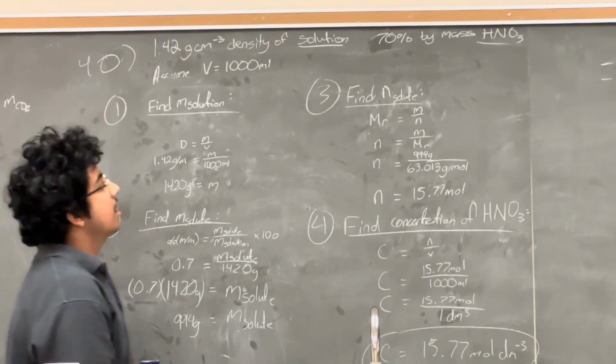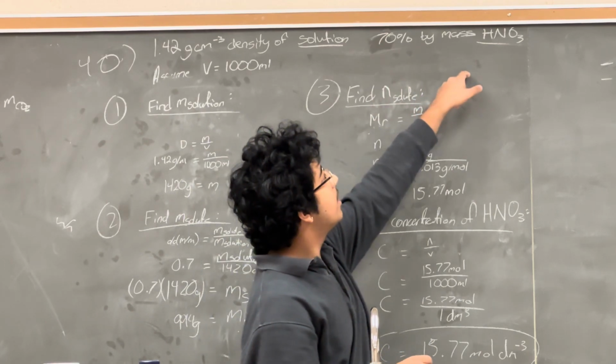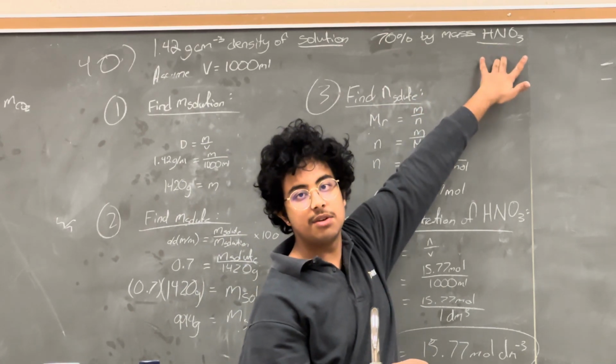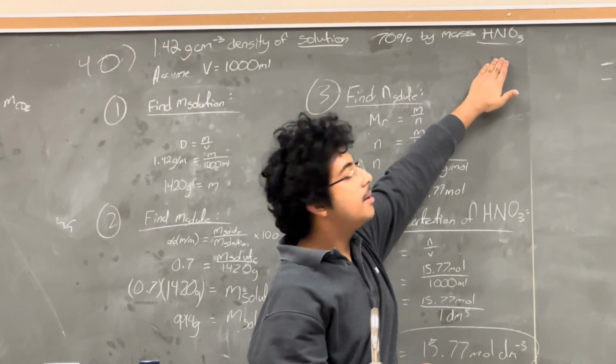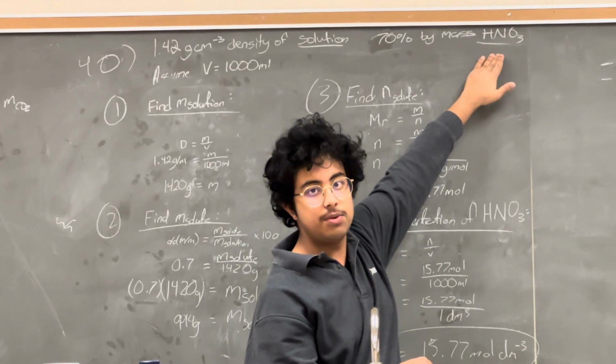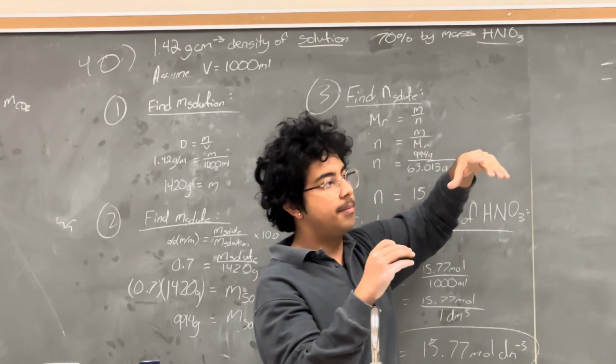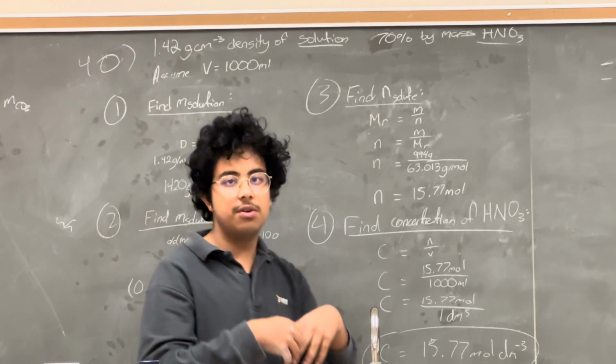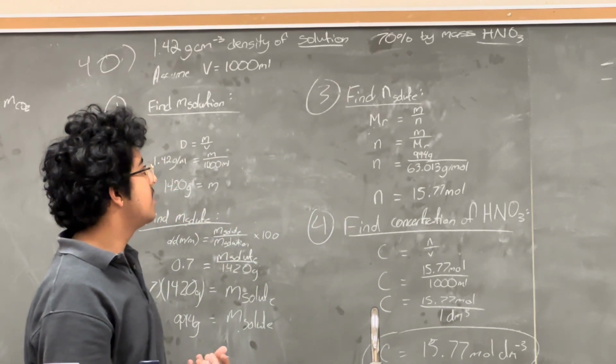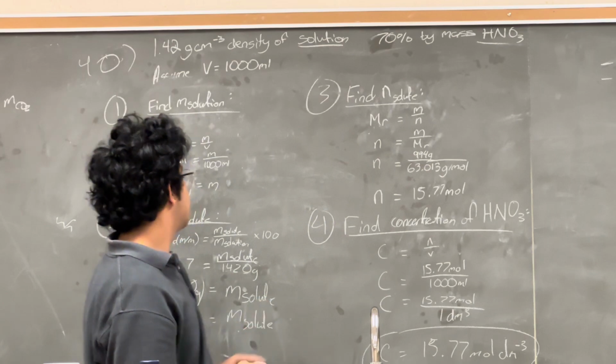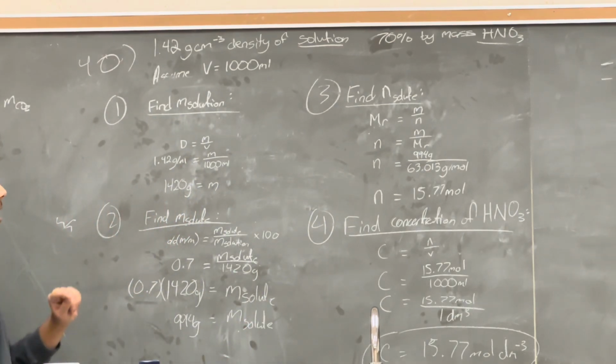Now what we're saying is that 70% of that mass comes from HNO3. So HNO3 by itself, that's our solute. Out of the total aqueous solution, 70% of the mass comes from that solute. So let's solve for that. We're going to find M solute.